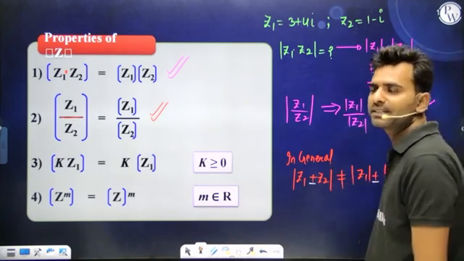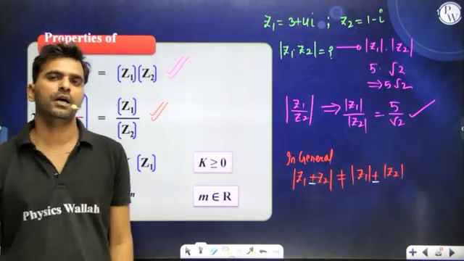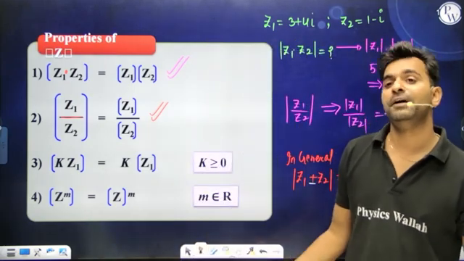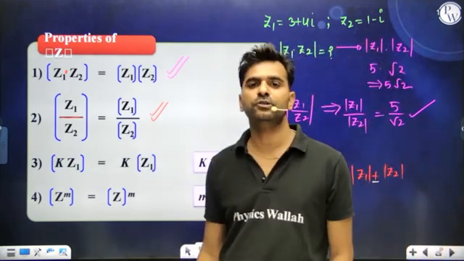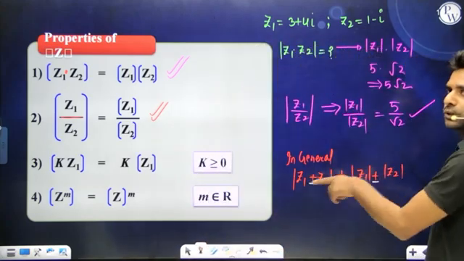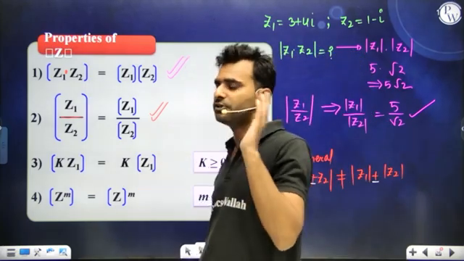Mod of z1 plus z2 is always not equal to mod z1 plus mod z2, because in vectors you might have seen that mod of a vector plus b vector may or may not be equal to mod a plus mod b. Yes or no? So the same thing is there with complex numbers as well. In general, these two things are not equal. They can be, but only for certain values, not in general.